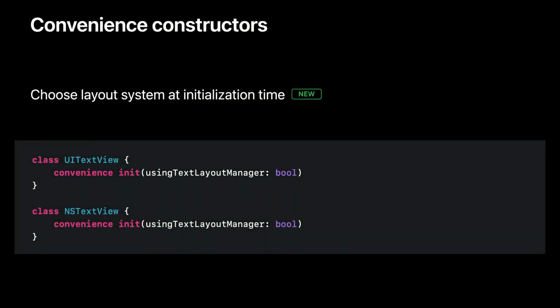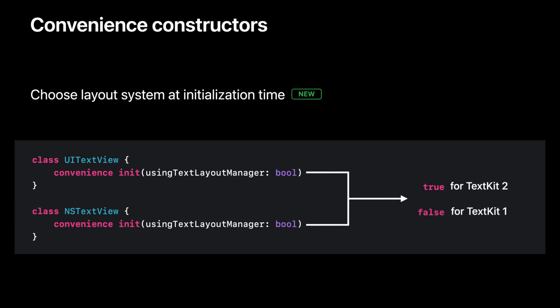Since TextKit 2 is the new standard, we've added some convenience constructors for both UITextView and NSTextView. Use these new constructors to choose at initialization time which text engine to use. To create a text view that uses TextKit 2, use the new constructor and pass true for the usingTextLayoutManager parameter. If the text view needs to use TextKit 1 for compatibility, pass false instead.